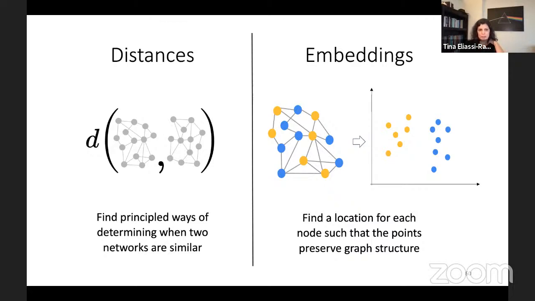Are there other questions about the distances? If not, I'll continue on with embeddings. Okay, why don't I continue on with embeddings?